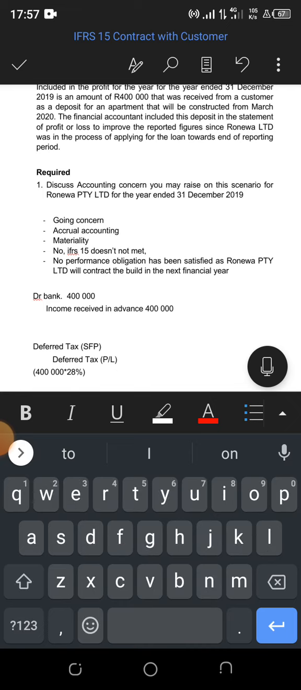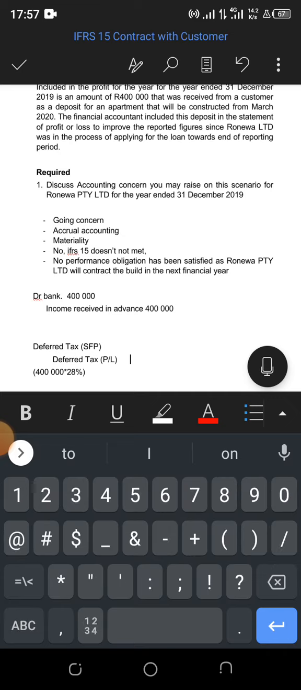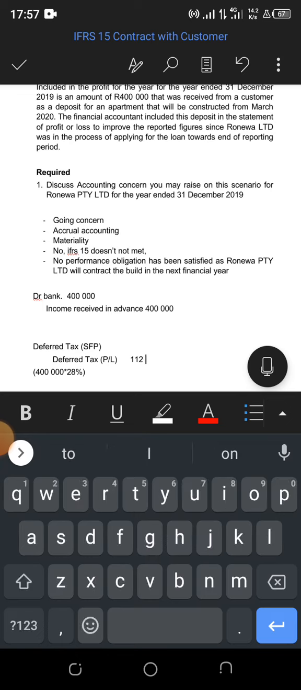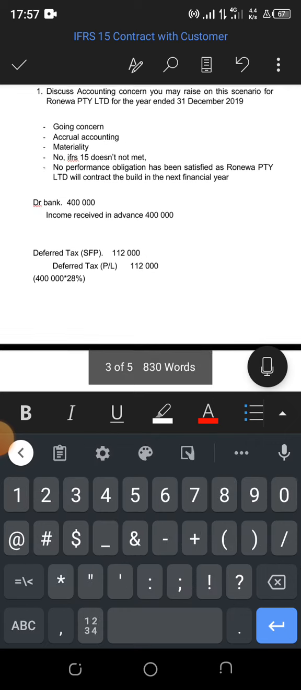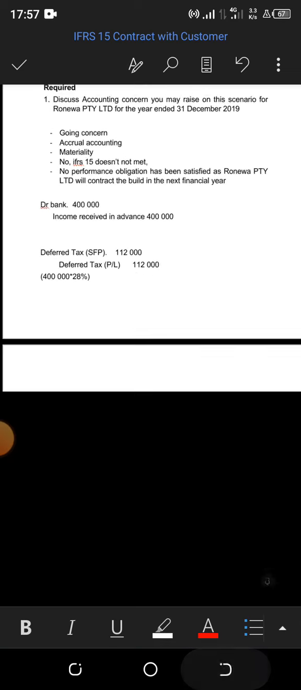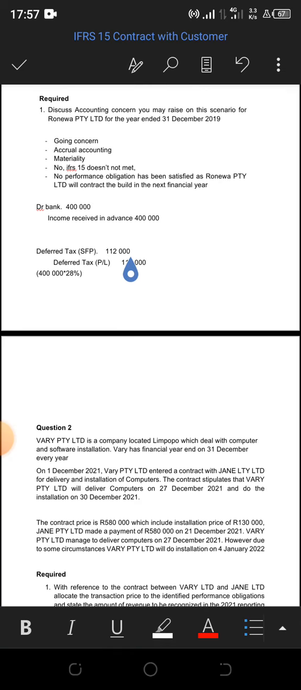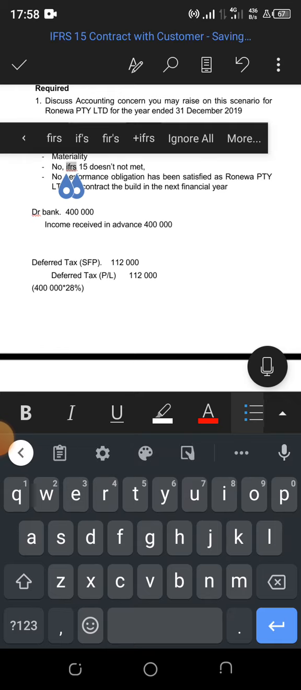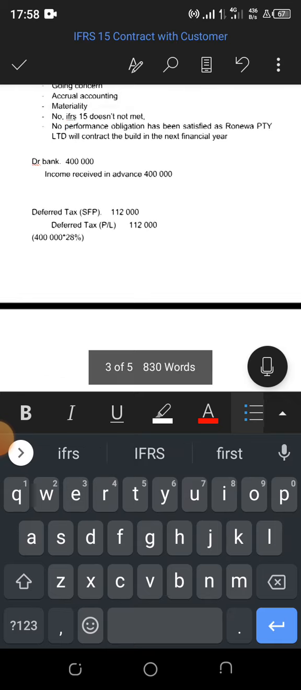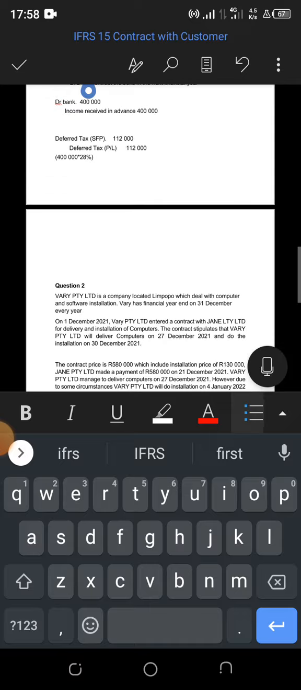Okay, 400,000 multiplied by 28% gives you an amount of 112,000. That's what you have to do on this question based on IFRS 15. Okay, now let's go to the other question.